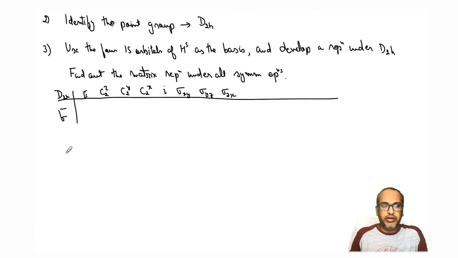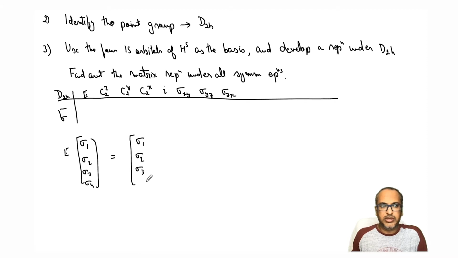To do that, we need to operate E onto sigma 1, sigma 2, sigma 3, sigma 4. What is the resultant of this? The resultant is the same: sigma 1, sigma 2, sigma 3, sigma 4. This would imply that my E is a unit matrix of order 4.